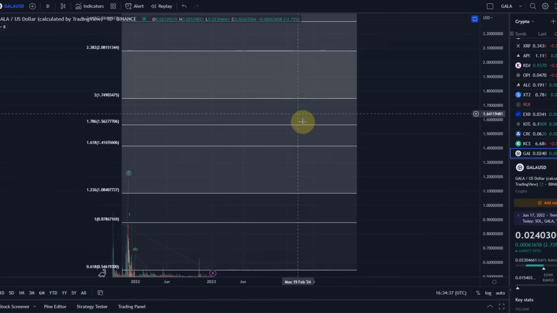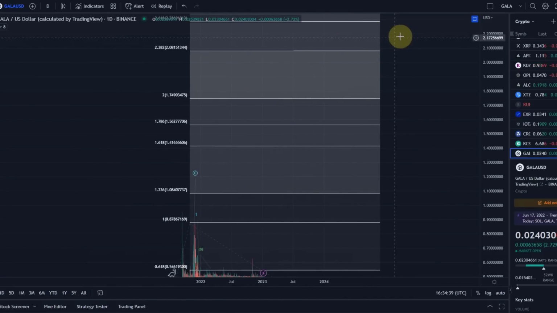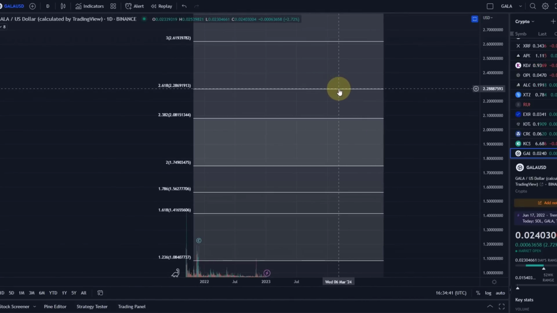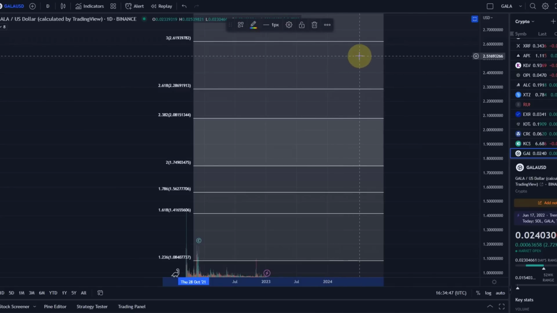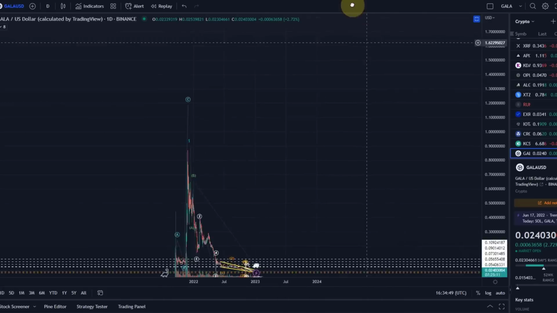And then we should come down in a wave 4, move up in a 5, and that could take us all the way up to the 2.618 extension around 230. Now, again, that's roughly 100x. That probably won't happen in a few weeks. It will take a while to get this done.